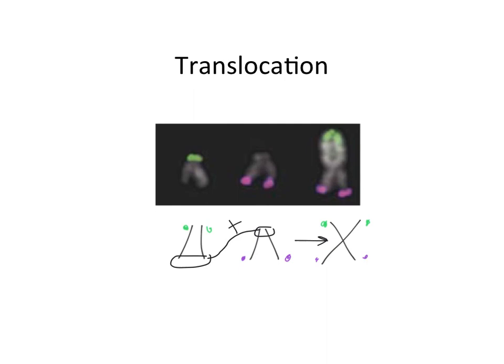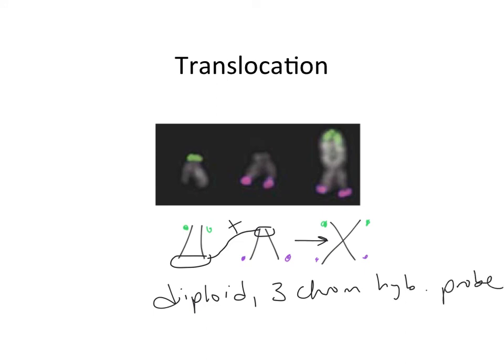So the way this is strange, again, to summarize, is that we have a diploid organism, but it has 3 chromosomes that hybridize to the probe, not an even number of chromosomes. In a diploid individual, every chromosome should be present in 2 copies. So you should always see 2 chromosomes hybridize to a FISH probe. In this case, though, there's an odd number, and that suggests the potential for a translocation to have occurred.